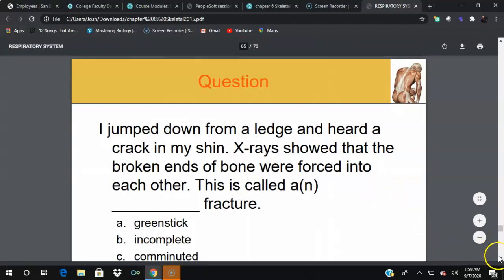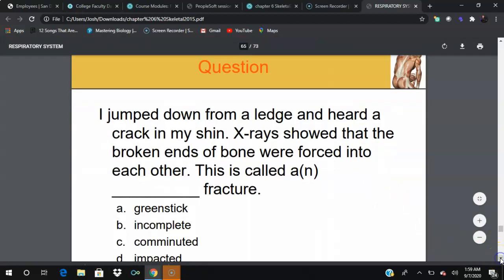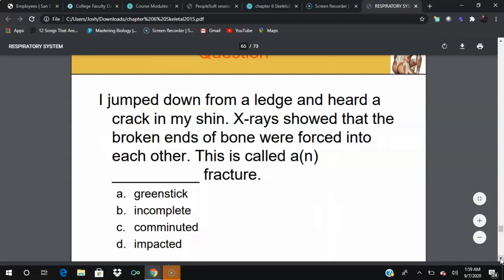Okay, so a question. I jumped from a ledge and heard a crack in my shin. Ouch. X-rays showed that the broken ends of the bone were forced into each other, and this is called what type of fracture? So we talked about when a smaller bone was forced into a larger bone, that is considered an impacted fracture.